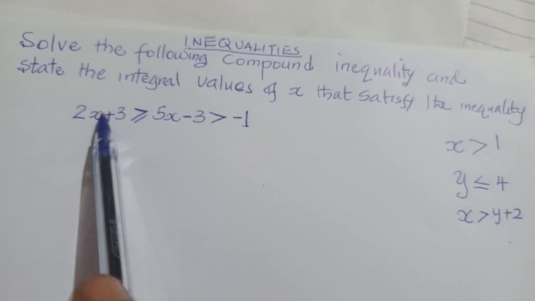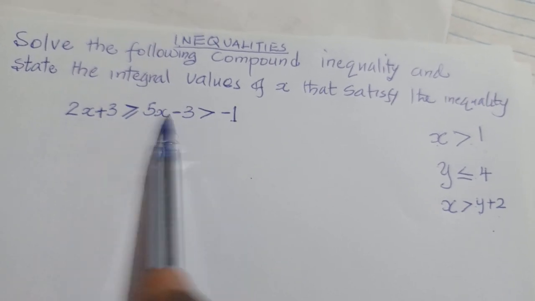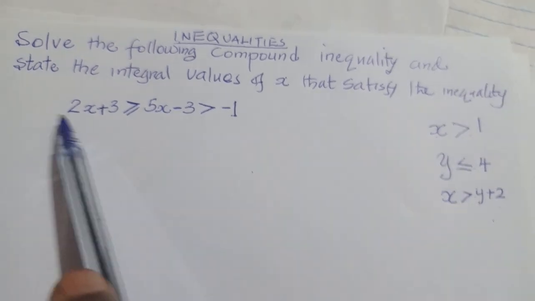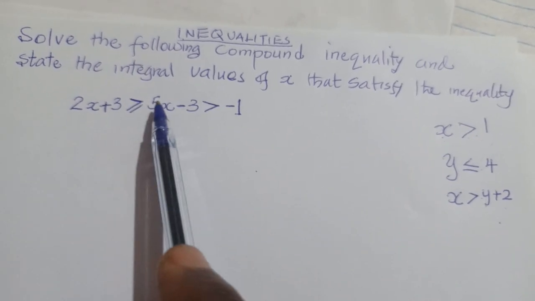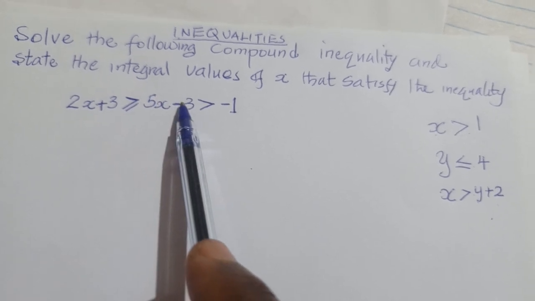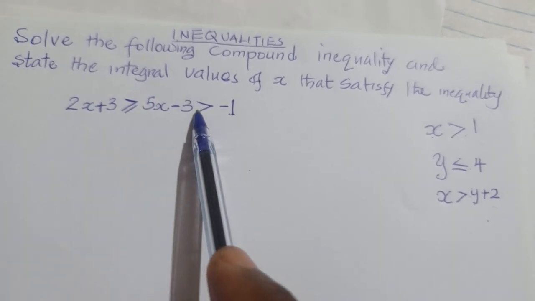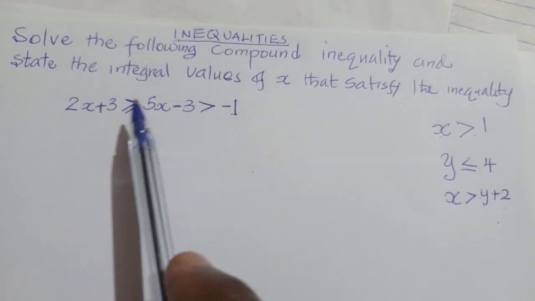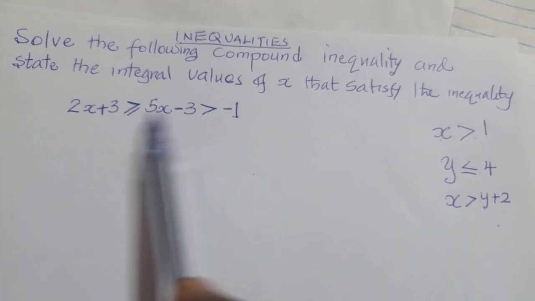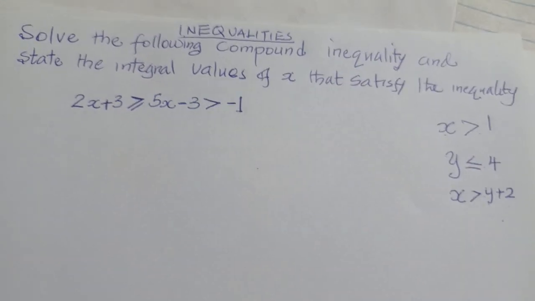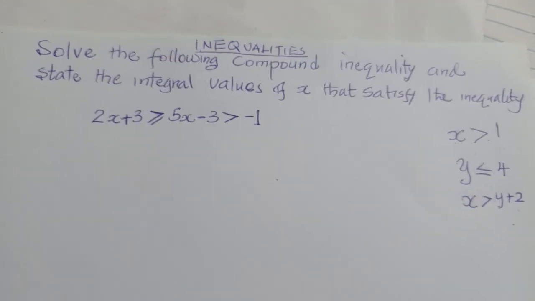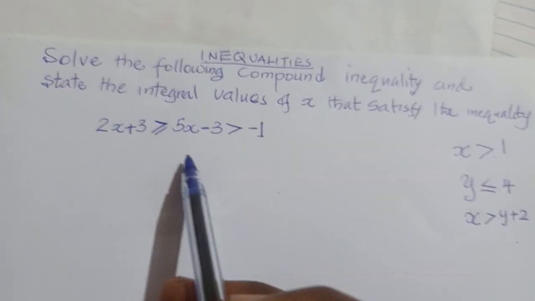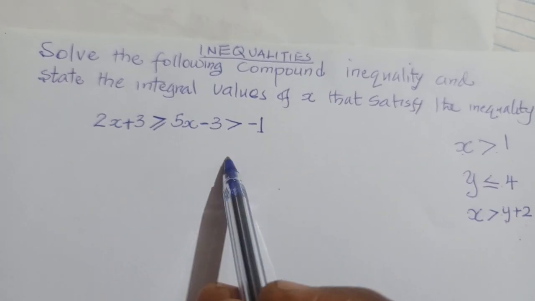But in this case, where we have more than one inequality sign in the same scenario, like here we have 2x plus 3 is greater than or equal to 5x minus 3, which is greater than -1. So here we have two inequality signs, thus making this be referred to as a compound inequality. Now let's get back to the question we are asked to solve. In other words, to find the value of x that satisfy this compound inequality.